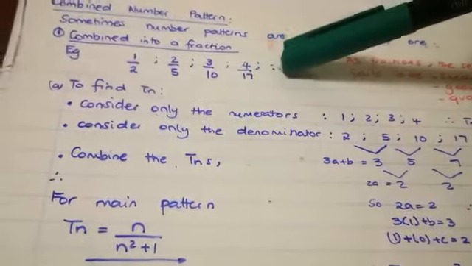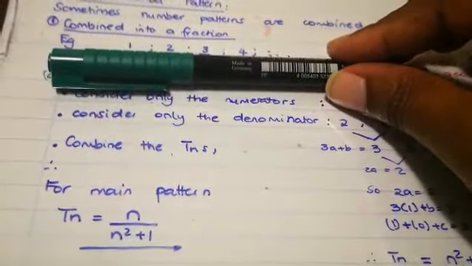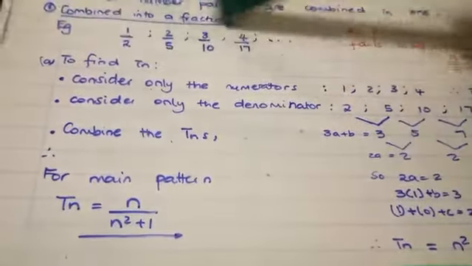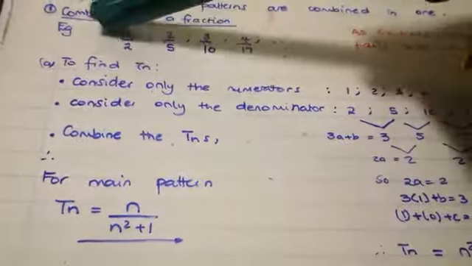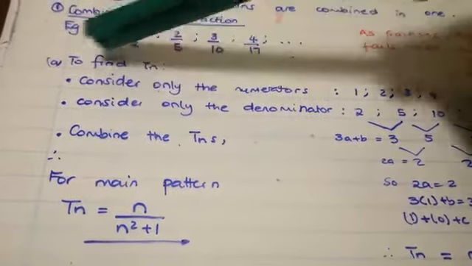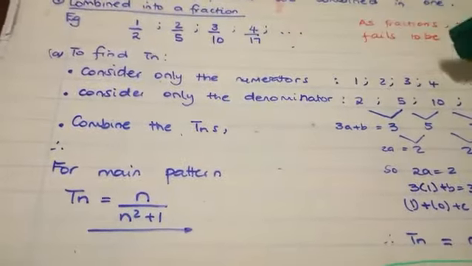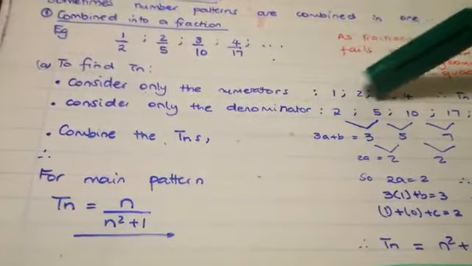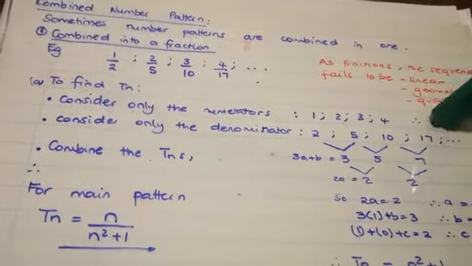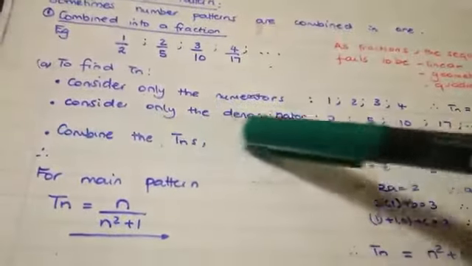If it is a fraction like this, usually the numerator will have its own pattern and the denominator will have its own pattern. So if you are asked to find Tn, separate the number patterns, deal with the numerator, find Tn of it, and then deal with the denominator, find Tn of it. That is what I've done here. I separated them. I did 1, 2, 3, 4, and then Tn for the numerator was just n, because the constant difference there is 1.